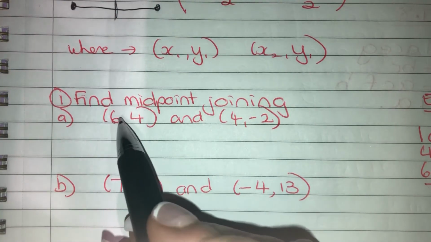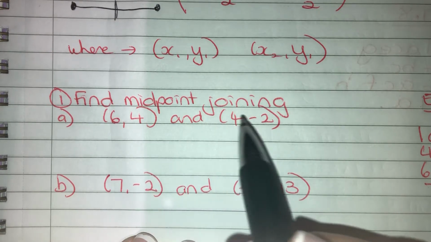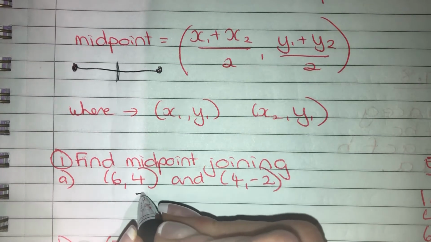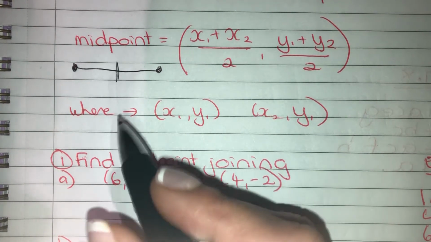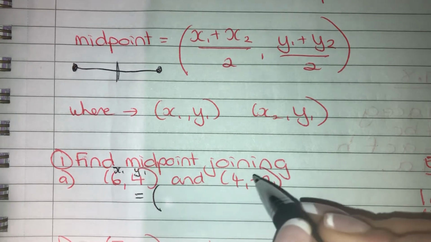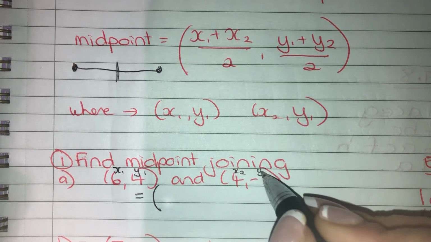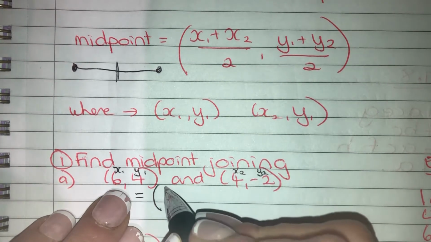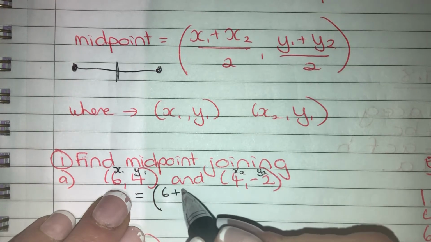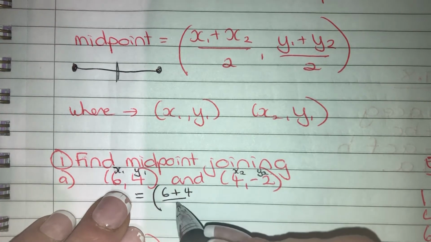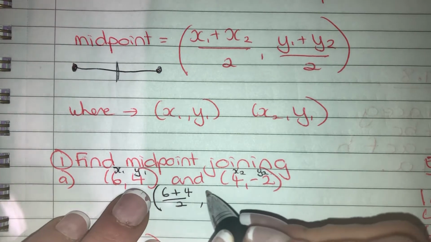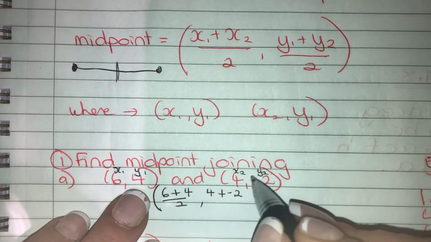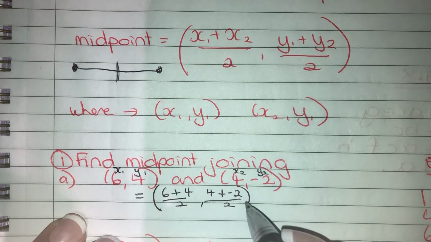Let's have a go. Find the midpoint joining 6, 4 and 4, negative 2. So all we're going to do is put it into the formula. If we label this x1, y1, x2, y2, the first one is x1 plus x2. So the two x values, 6 plus 4, and we're getting the average of those, so we divide by 2. Then we've got 4 plus, this is negative 2, divided by 2.